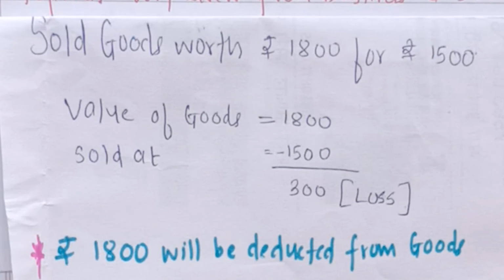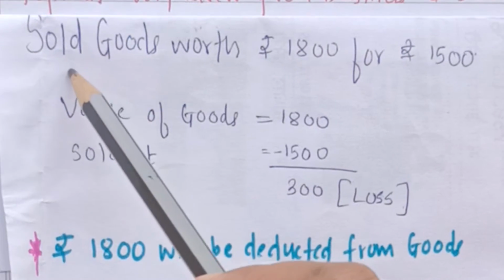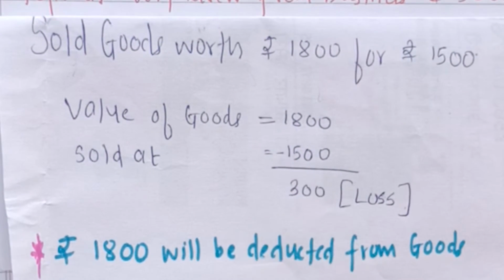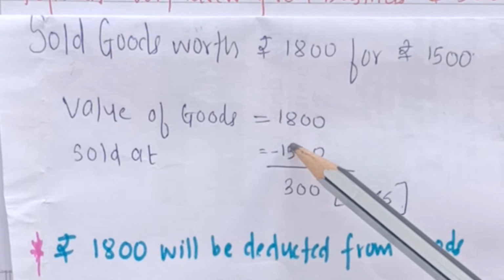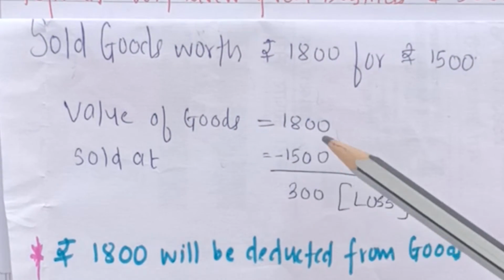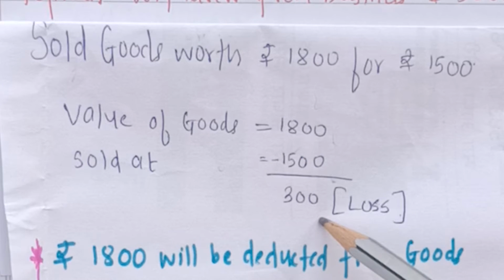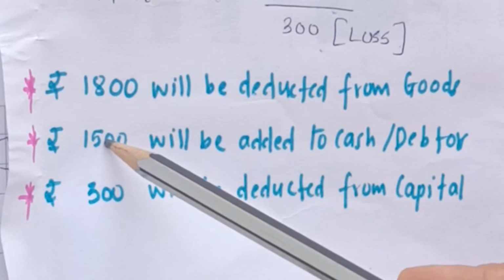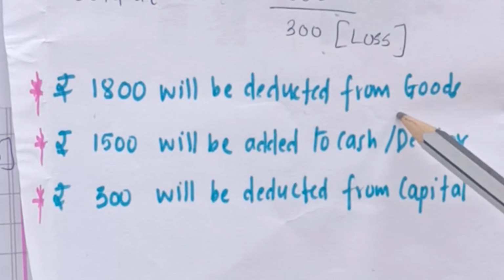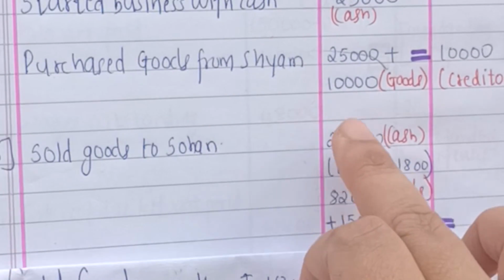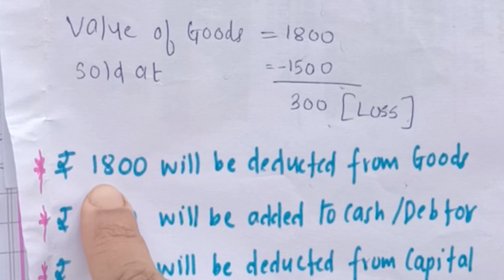Here you all can see that I have made a very simple explanation of this. First, I have written: sold goods worth rupees 1,800 for rupees 1,500. So what is the value of goods? It's 1,800. We sold it for rupees 1,500, so we incurred a loss of rupees 300. Now this 1,800 will be deducted from the goods. So what is the balance of goods? 10,000. From 10,000 we have to deduct 1,800. Why?